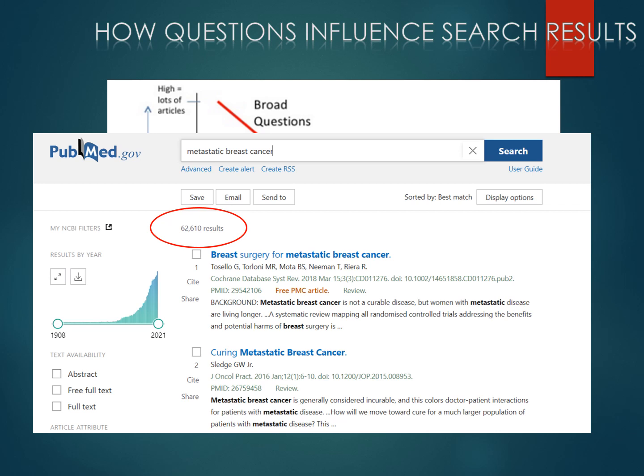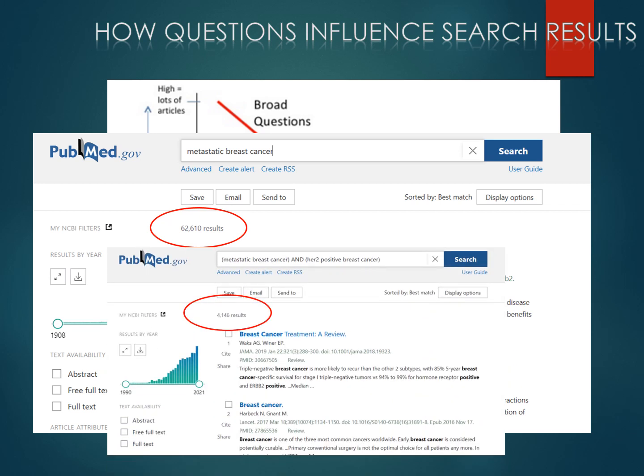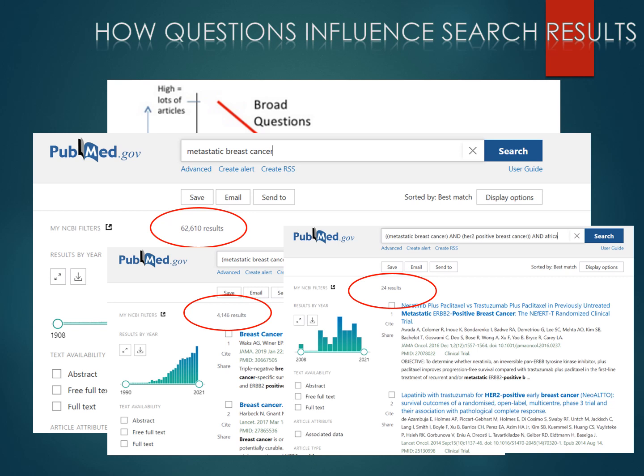You'll see we get over 62,000 hits, the majority of which have been published in the most recent years. If we then further narrow our search to not only say metastatic breast cancer, but also specifically HER2 positive breast cancers, you'll see that we've gone from over 62,000 hits to just over 4,000. If we further narrow our search down to say metastatic breast cancer, HER2 positive breast cancer, specifically in Africa, you'll see we're now down to only 24 results, the majority of which have been in the last decade. So this is where we're going to start. We're going to look at the abstracts from these 24 manuscripts.